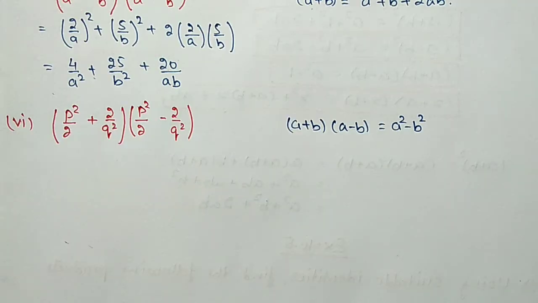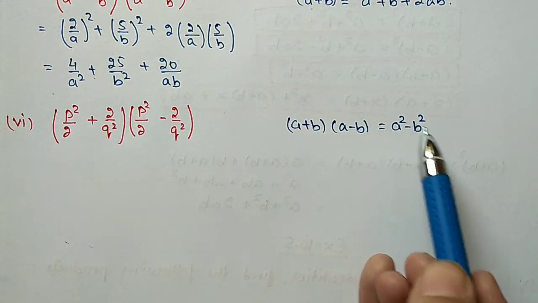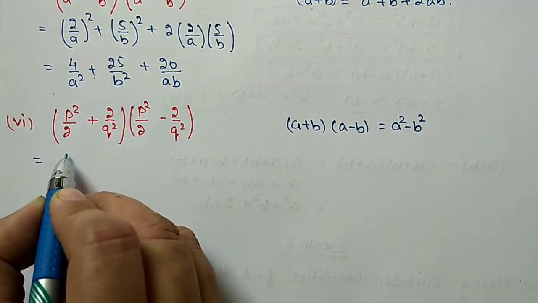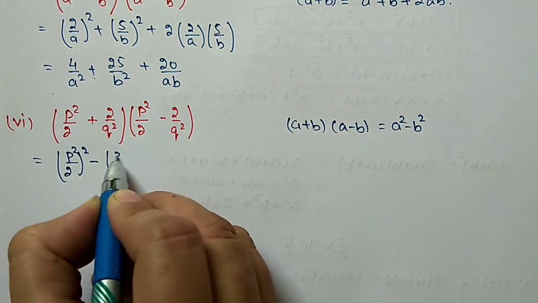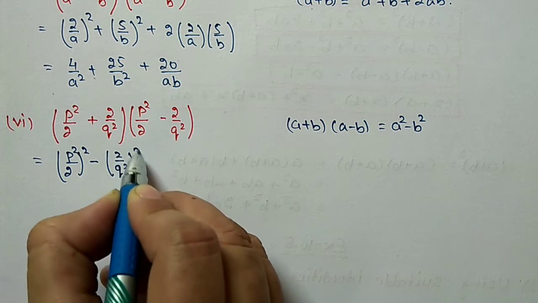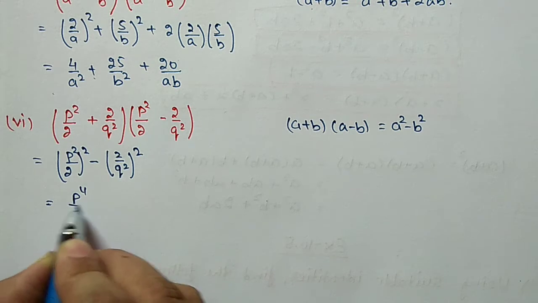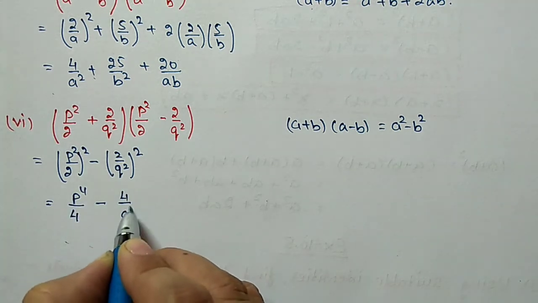Next, sixth part: (p square by 2 plus 2 by q square), (p square by 2 minus 2 by q square). Both the brackets are same, only the symbol difference is there. So (a plus b) into (a minus b) is equal to a square minus b square formula we are going to use here. So in place of a we have p square by 2, a square, then minus b square. P square and again we will do square, it will become p to the power 4. 2 square is 4, then minus 4 by q to the power 4.